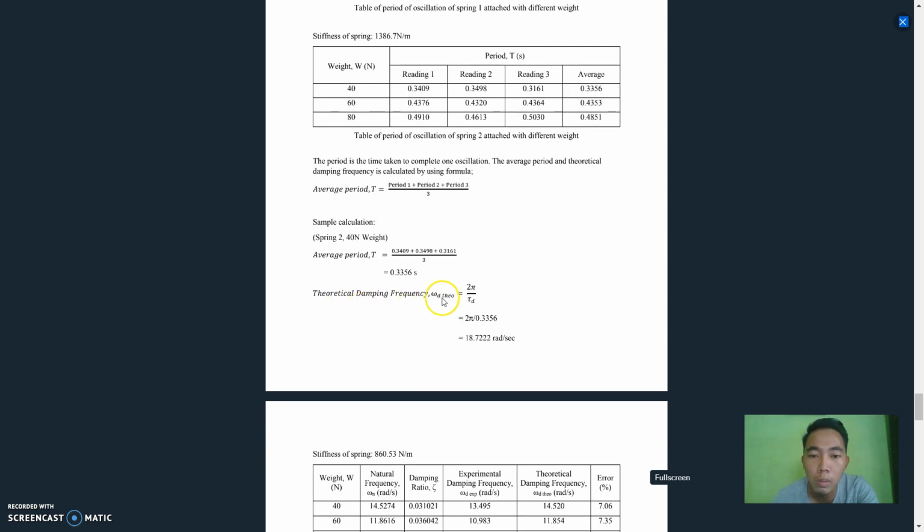After that, frequency, the time. For example, the sample one is spring 2, which is 40 Newton, is 0.356 seconds. So 2 pi over 0.356 seconds equals 18.722 radians per second.